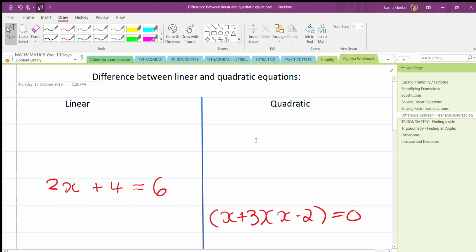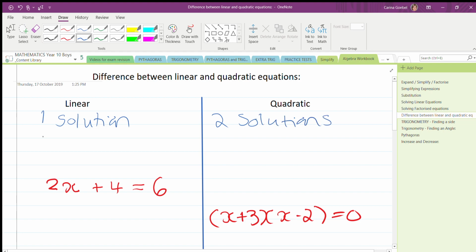Hey guys, we're going to look at linear equations and quadratic equations. Maybe it's worthwhile at first to see the difference between a linear equation and a quadratic equation. First of all, you need to know that a linear equation will have one solution, whereas a quadratic equation will have two solutions.